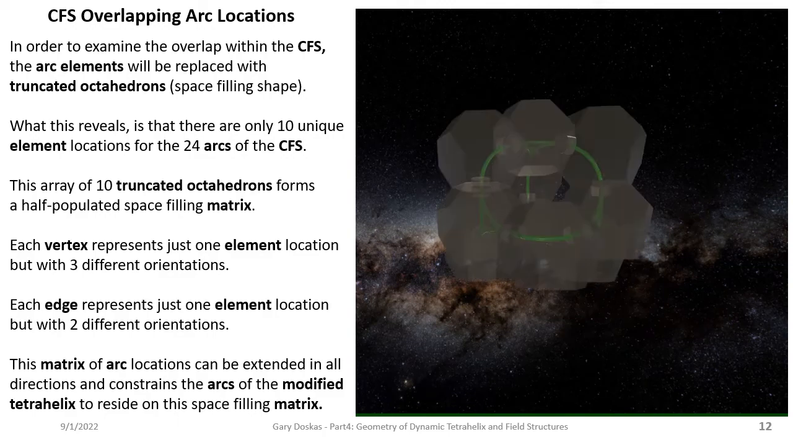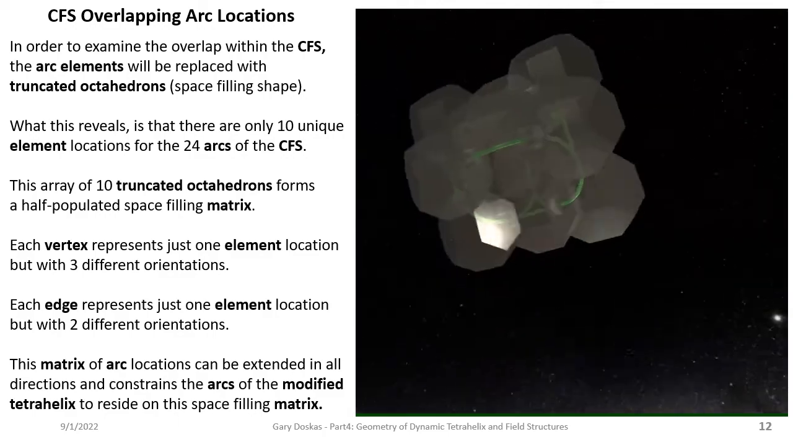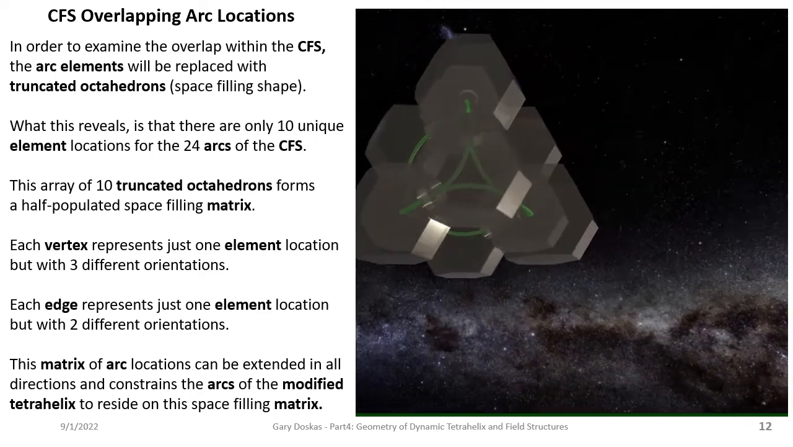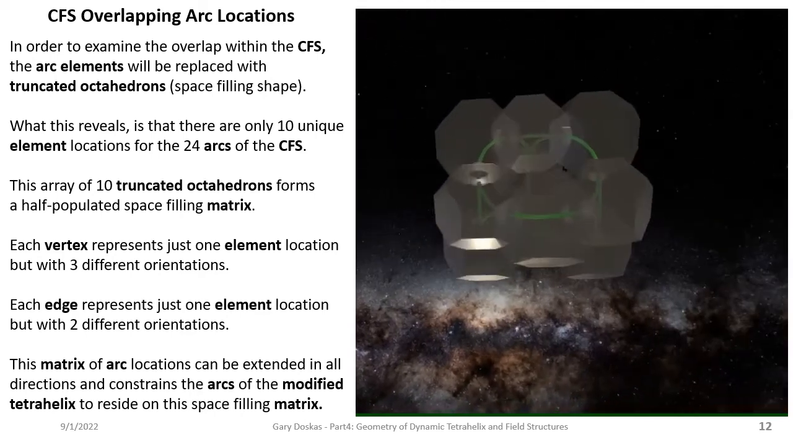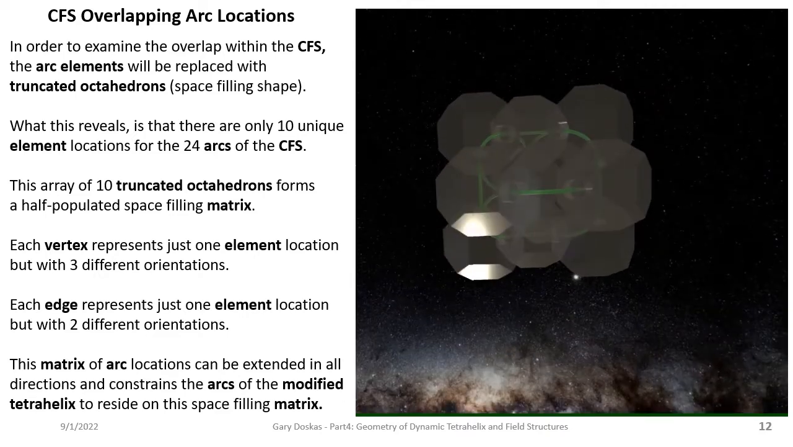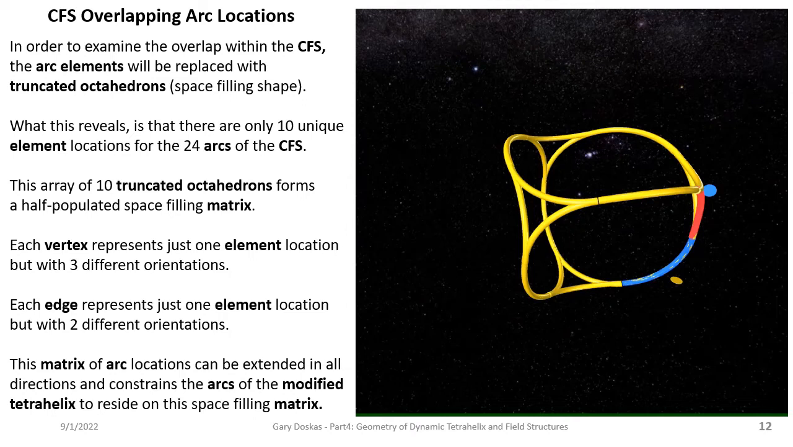Each vertex of the CFS represents just one element location but with 3 different orientations. Each edge of the CFS represents just one element location but with 2 different orientations. This matrix of arc locations can be extended in all directions, which represent an array that constrains the arcs of the modified tetrahelix to reside on this space-filling matrix.